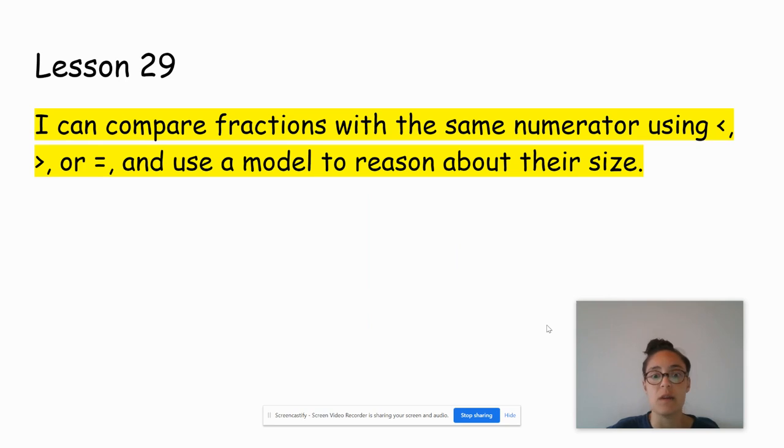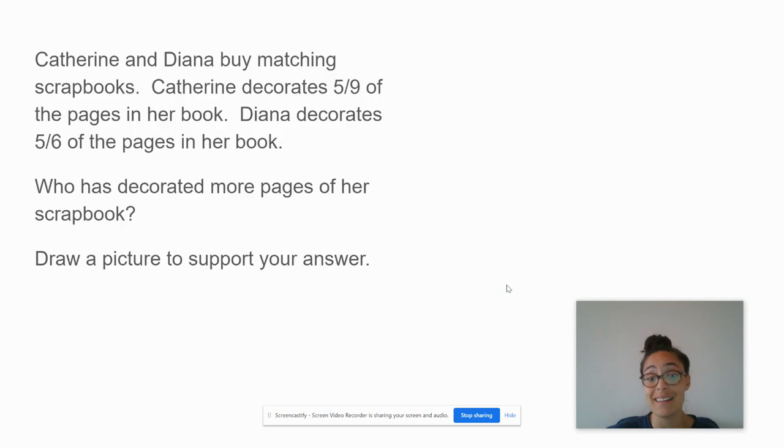Now for lesson 29, we're going to compare fractions with the same numerator using greater than, less than, or equal to, and model their size. So again, we have a word problem. We need to read, draw, write. And the first thing I need to do is read what I have here.